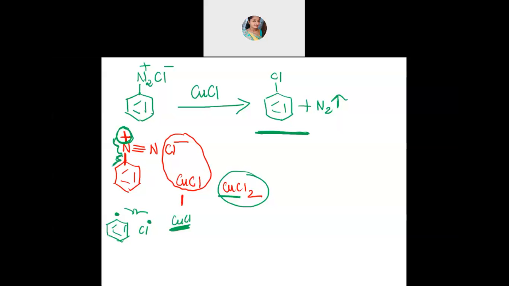So they will break this bond of carbon and nitrogen. Nitrogen is more electronegative also, so it has a tendency to pull that electron, and it will escape out in the form of nitrogen gas.